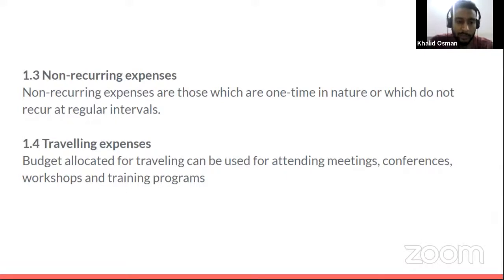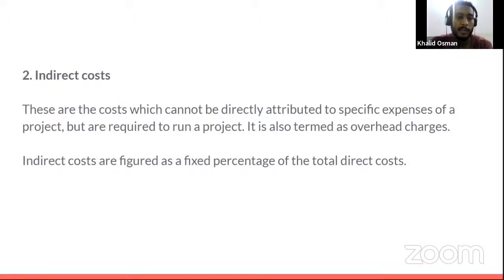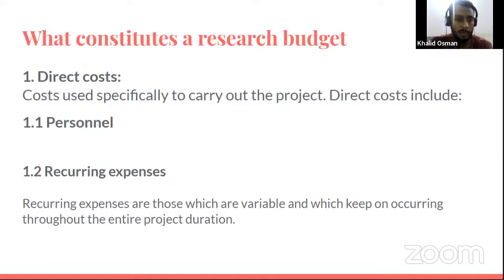There is also traveling expenses, which usually take a lot in the budget if your project involves traveling, of course. The budget allocated for traveling can be used for attending meetings, conferences, workshops, and training programs. So basically, these are the direct costs of the project.